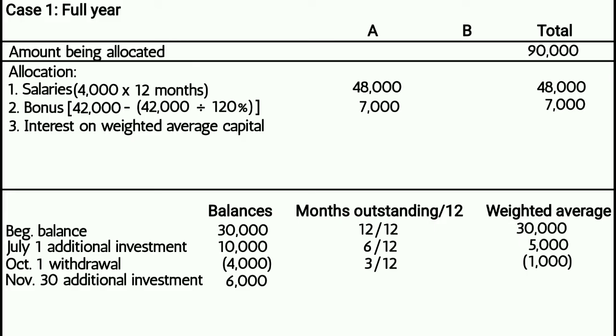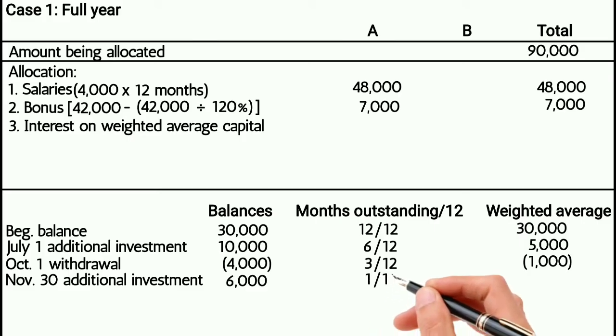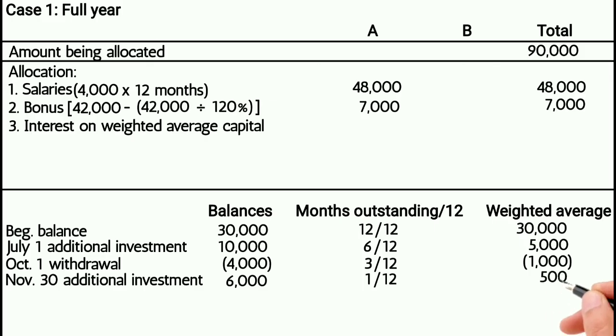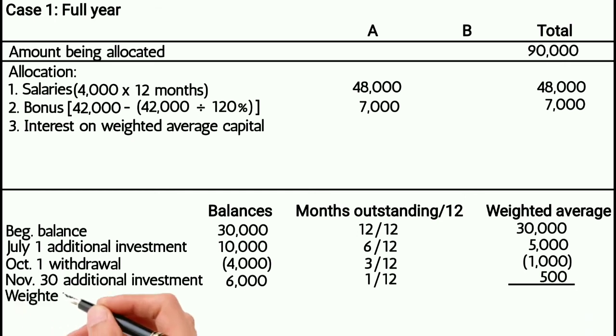Ang months outstanding from November 30 to December 31 ay 1 month. Therefore, kailangan nating i-multiply yung 6,000 pesos sa 1 over 12. 6,000 pesos times 1 over 12, that is equal to 500. After that, we can already compute for the weighted average capital balance. 30,000 pesos plus 5,000 pesos minus 1,000 pesos plus 500.